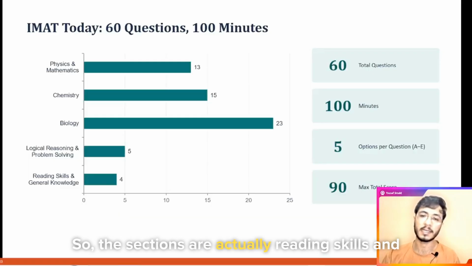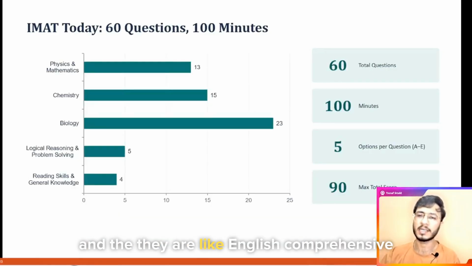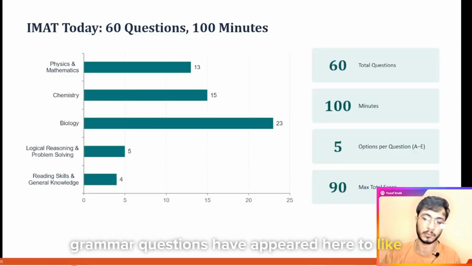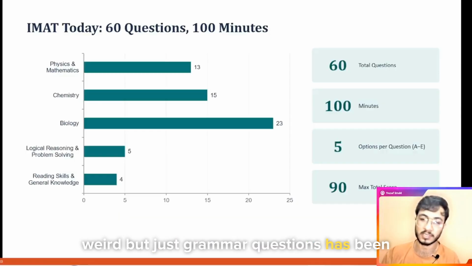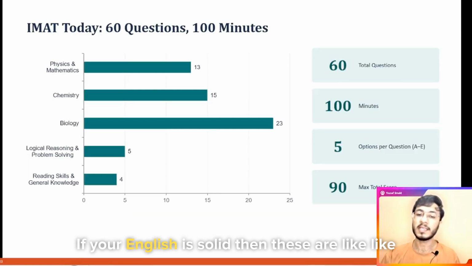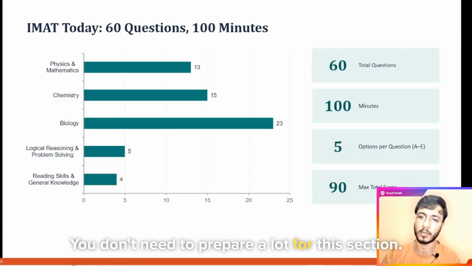So the sections are actually reading skills and general knowledge, which will have 4 questions, and they are English comprehension questions. You read a passage and you answer, and grammar questions have appeared here too, which is weird, but yes, a grammar question has been asked in the IMAT after 2023 in the MUR era. If your English is solid, then these are kind of free marks. You don't need to prepare a lot for this section.